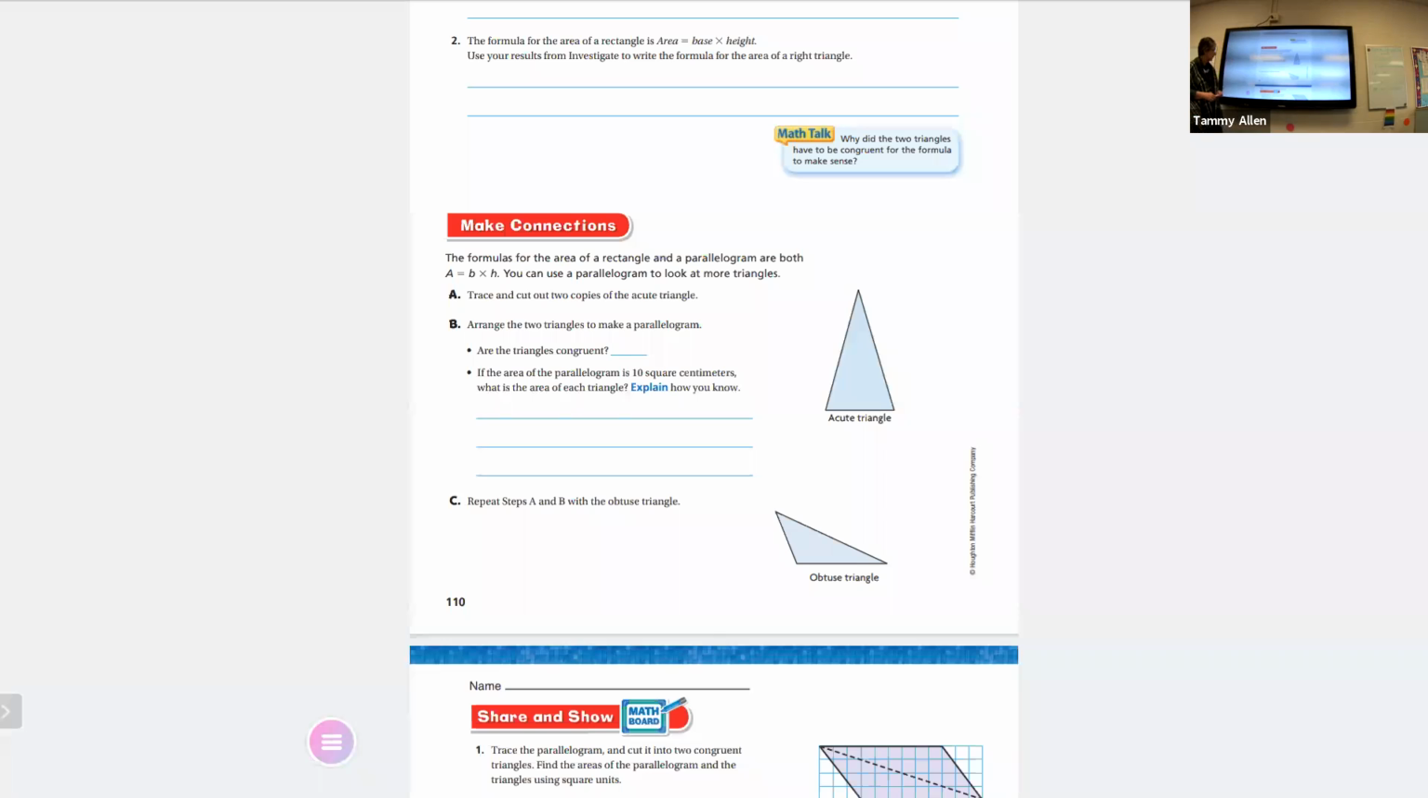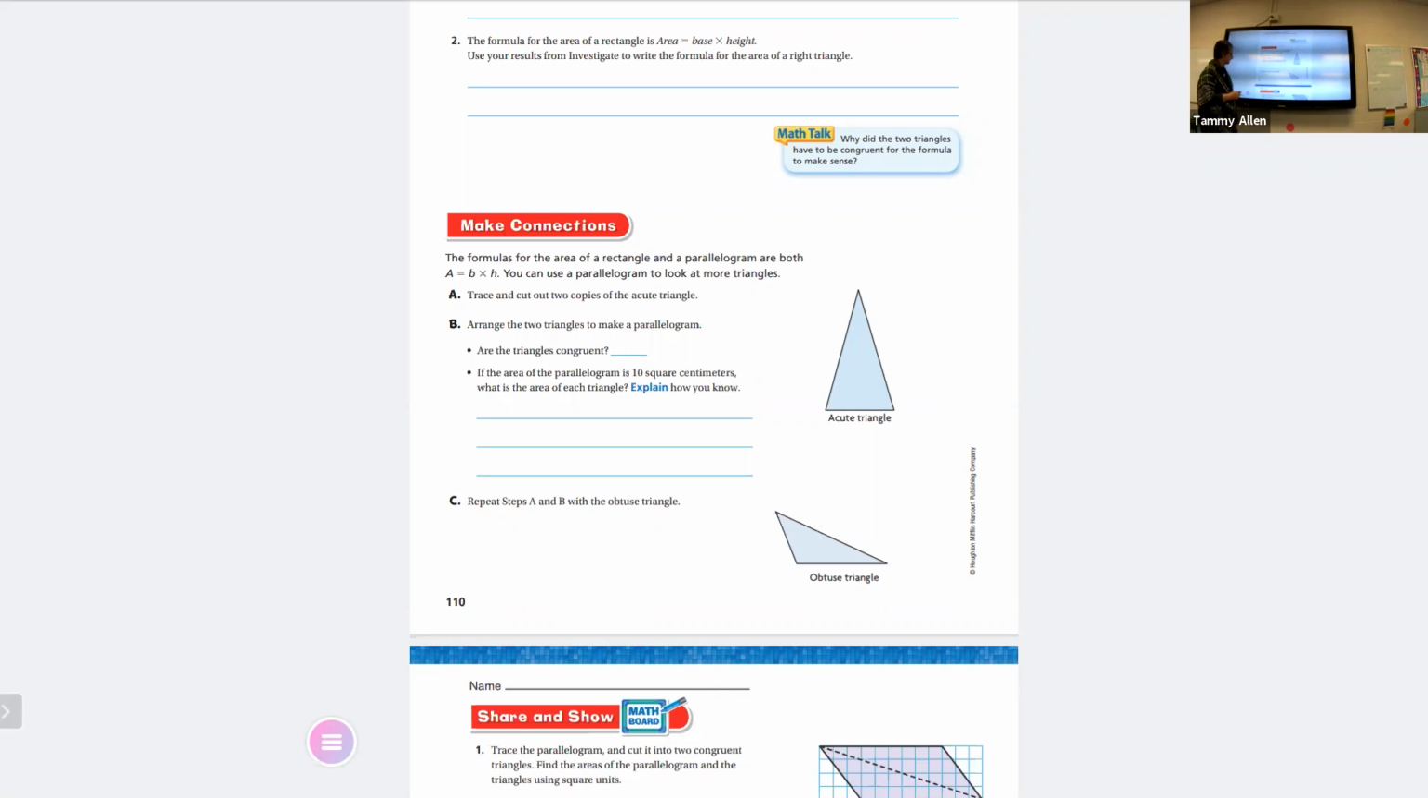So we take a look at an acute triangle and an obtuse triangle. Okay. We're going to be using that same formula, only we don't see that right angle. So instead, we still want to know the height of those and the base, keeping in mind that the base and the height are always going to be perpendicular to each other.